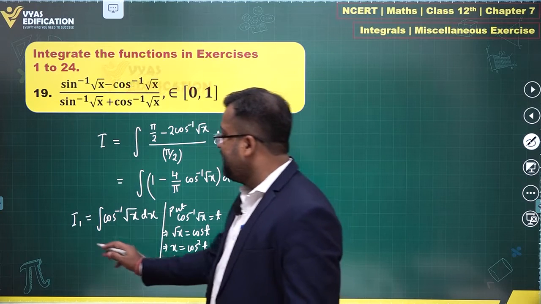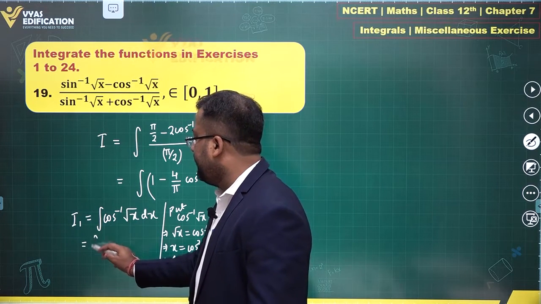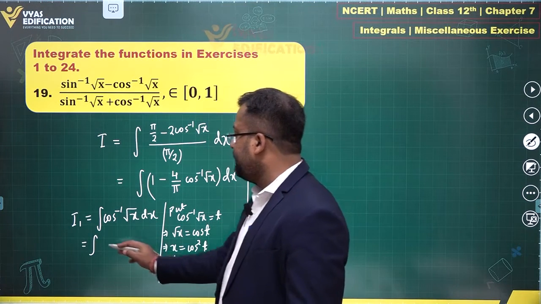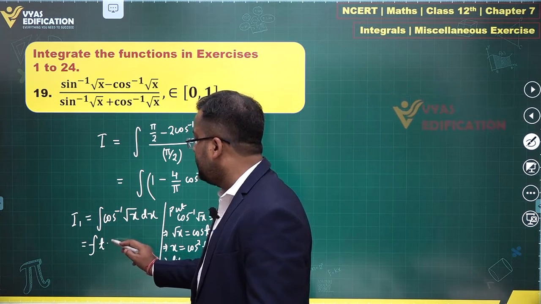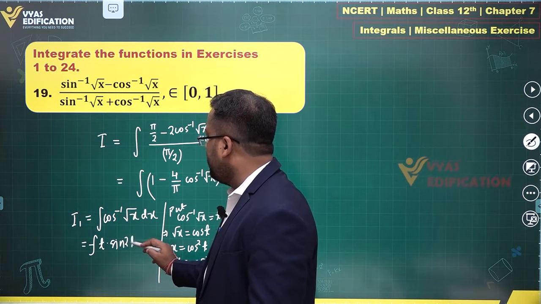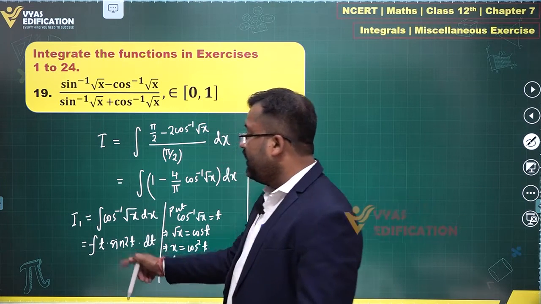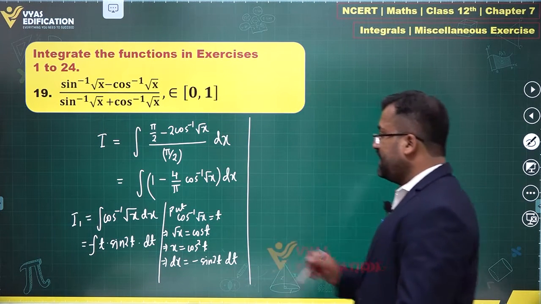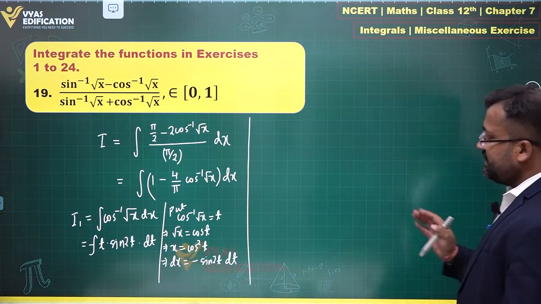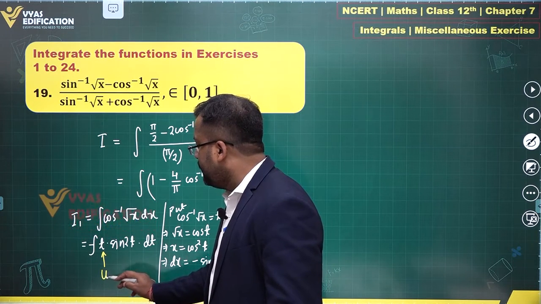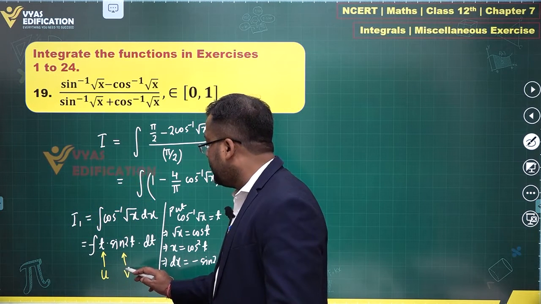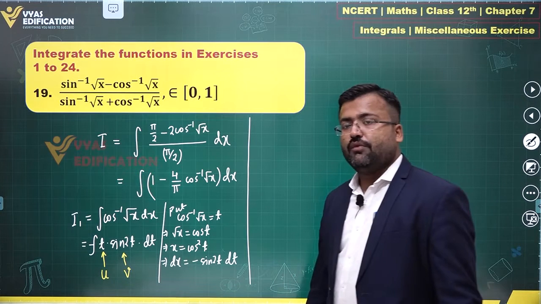Therefore this I1 becomes equal to the integral of cos inverse root x, which is t, times dx, which is minus sin 2t dt. And now I can apply by parts on this. After making this substitution, there is an algebraic function and a trigonometric function. This will be taken as the first function u, and this will be taken as the second function v. This is what you will do.